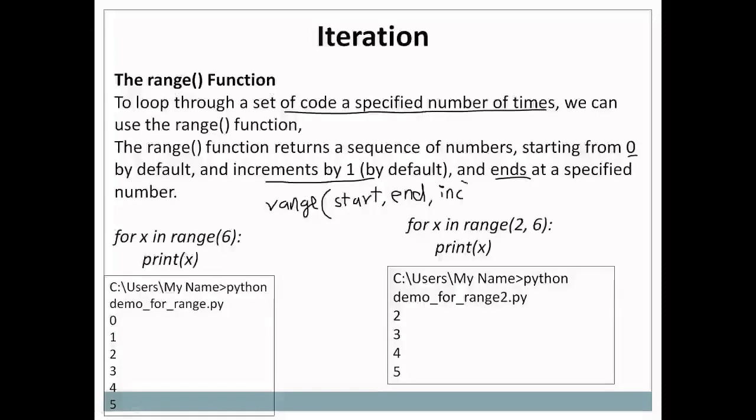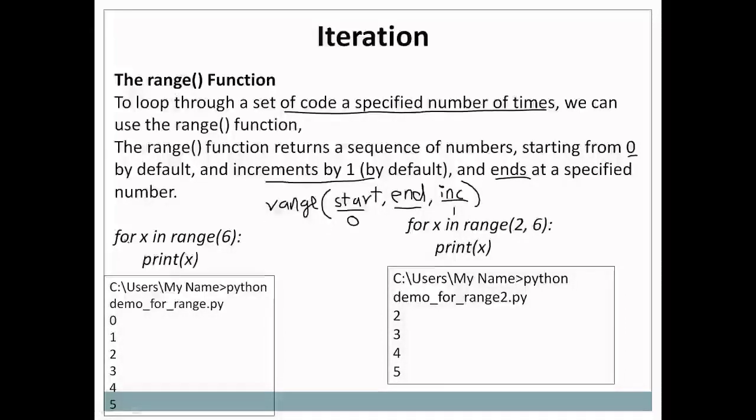So three parameters: start, end and increment. Start is by default 0 when not specified, whereas when you do not specify an increment, by default the increment is 1, whereas end needs to be specified in the range function. You cannot skip the end value. So one example is given here of how the range function can be used with a for loop.